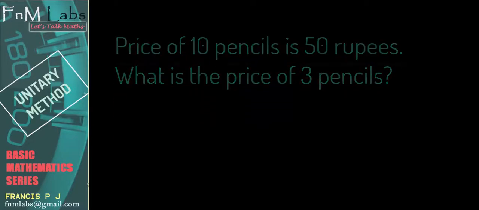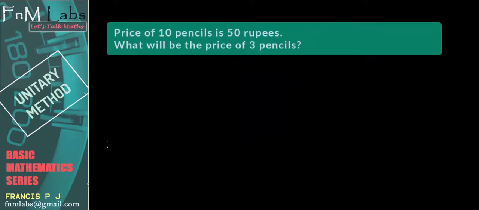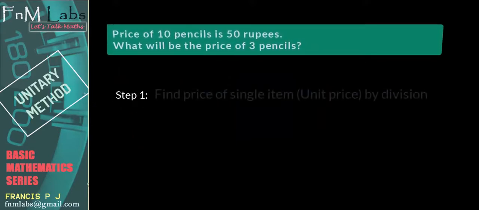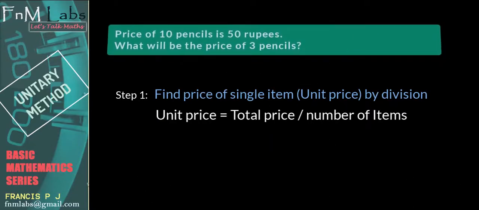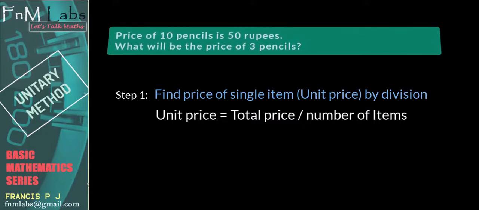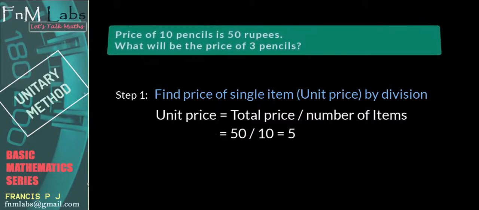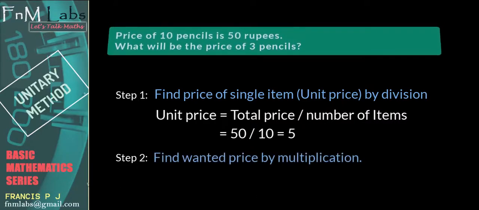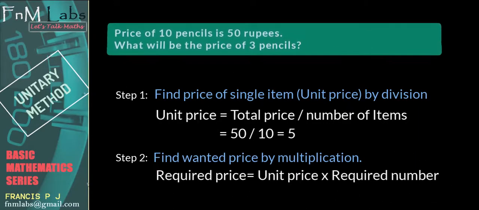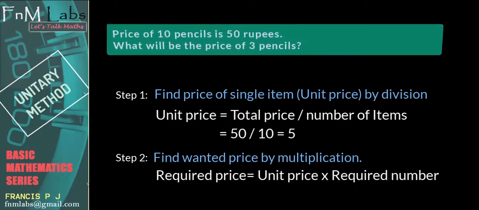We already know the unitary method. Step 1. Find price of single item. That means the unit price by division. So unit price equal to total price divided by number of items. That is equal to 50 by 10, which is 5. And step 2. Find wanted price by multiplication using the unit price. Required price equal to unit price times required number. So that is equal to 5 into 3, which is 15.